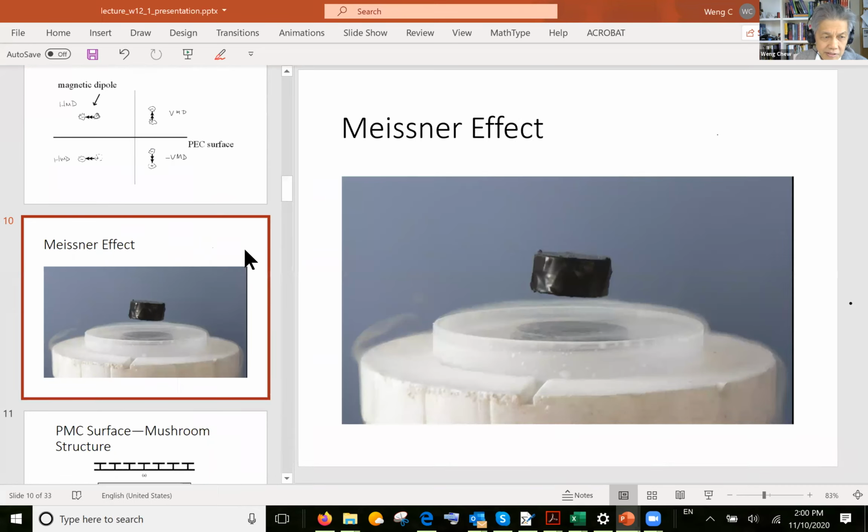But there's a very interesting effect that you can understand using the image theorem, which is called the Meissner effect. That is, if you have a magnet, this is a magnet. A magnet is a permanent magnet, okay?